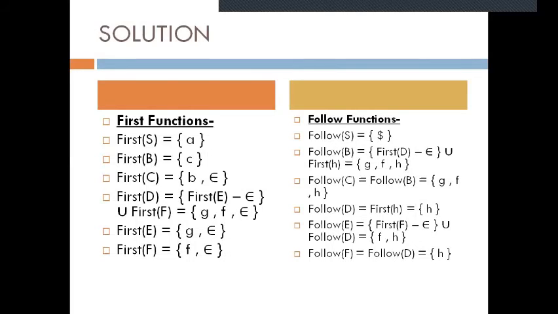The answer is first of S is a, first of B is c, first of C is b and empty, first of D is g, f and empty, first of E is small g and empty, first of F is f and empty. And the follow values are: follow of S is dollar because it's the starting symbol, follow of B is g, f and h, follow of C is g, f and h, follow of D is h, follow of E is first of F minus empty, union follow of D, which is equal to f and h. Follow of F is follow of D, which is equal to h.